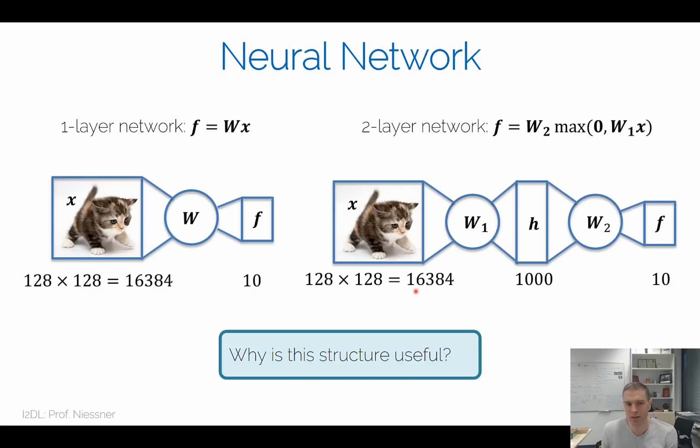W1 now has a dimensionality of 16,000 times 1,000, because 1,000 is the output of this intermediary, let's call it a hidden layer. The output of the hidden layer is 1,000. Then we're multiplying it with W2, which has a dimensionality of 1,000 times 10, and then we get to our 10-dimensional output.